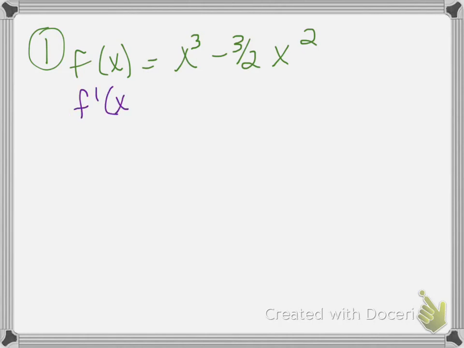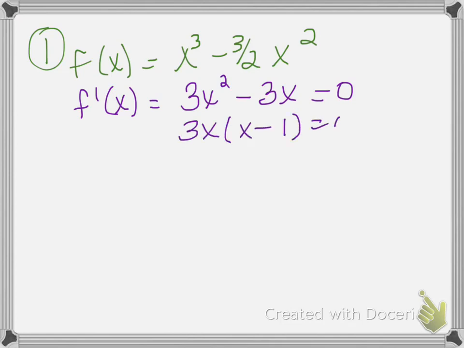Let's say that we have f of x equals x to the third minus 3/2 x squared. And I'm trying to find out things about increasing and decreasing and maxes and mins. So first thing I'm going to do is find the derivative, which is 3x squared minus 3x, because negative 3/2 times 2 would be negative 3. I'm going to set that equal to 0 because I need my critical points. My critical points are possible maxes and mins. So let's just find those. Factor out a 3x. And it looks like we have x equals 0 and x equals 1.